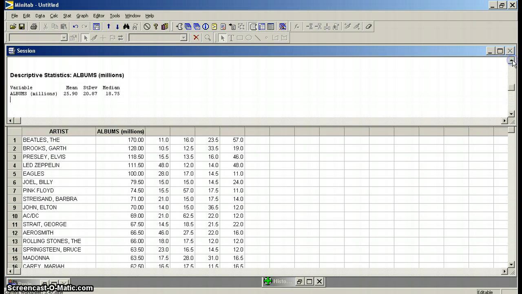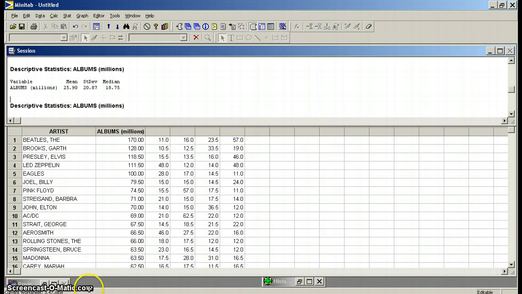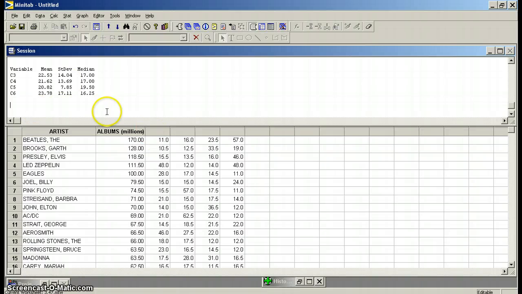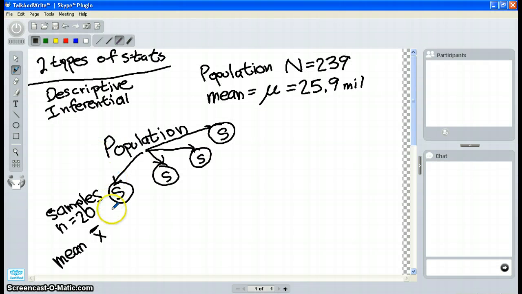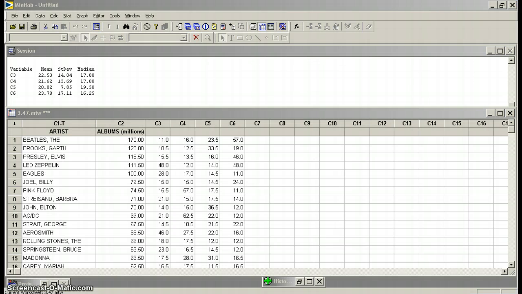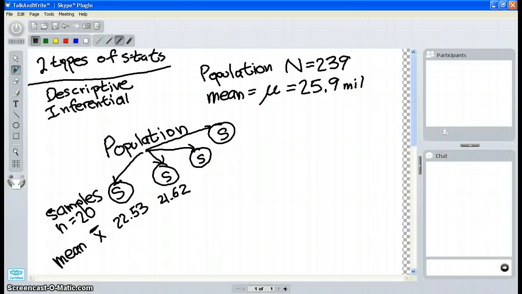Okay, and here we are. Here are the results of those 4 samples. I have to copy these over. 2253, 2162, 2082, 2378.